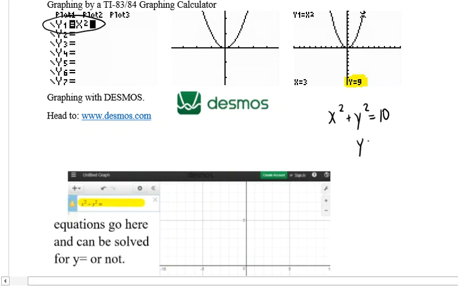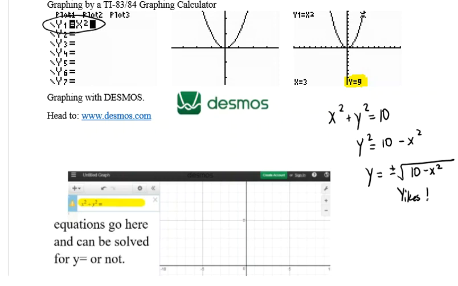We would have to have y squared is equal to 10 minus x squared. Y is equal to the square root of 10 minus x squared. You'd have to have a plus or minus in front of there. And you do not want to simplify this because you cannot simplify radicals over subtraction. So, yikes. Okay. So, different type of equation, different tool is needed.